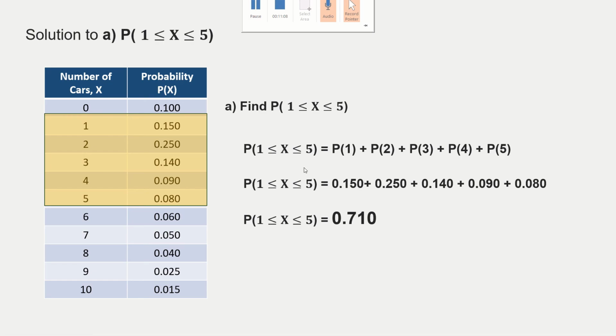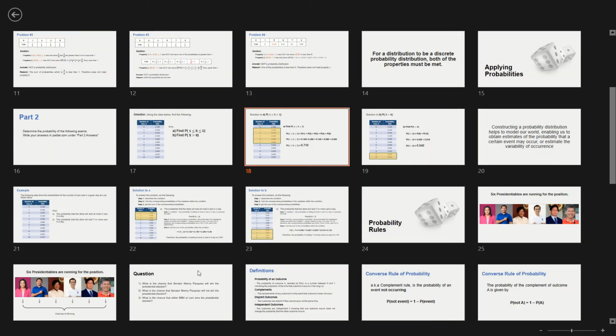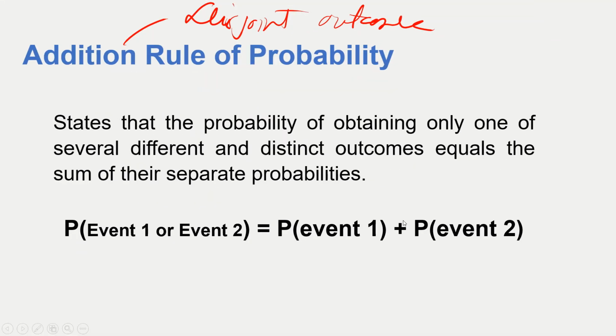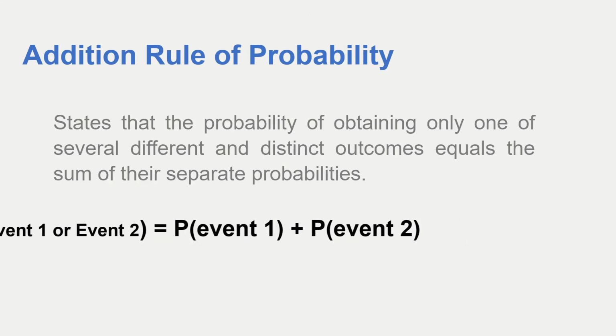Okay, so let's go back to our definition. Asan na tayo? Ayan. So to get the probability of disjoint outcomes, we use this equation. The probability of event 1 or event 2 is equal to the sum of event 1 plus event 2, or more. Kung more than 2 yung disjoint outcomes, then you just add it to the mix. I-add mo lang yung mga probabilities nila.